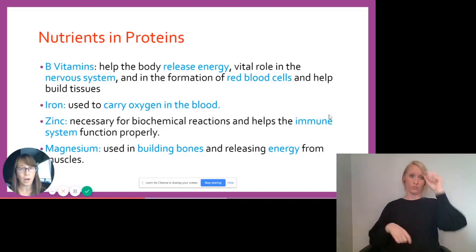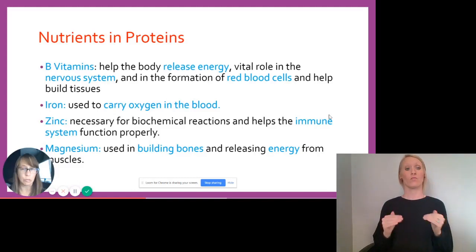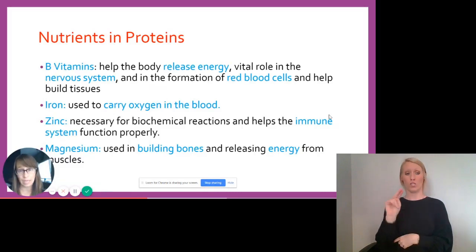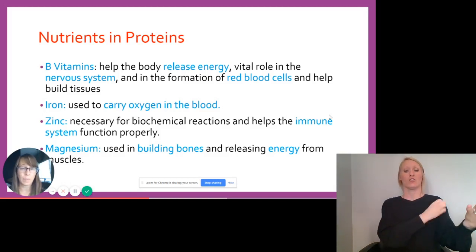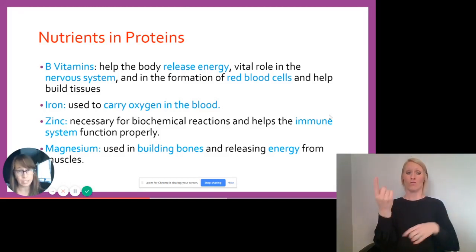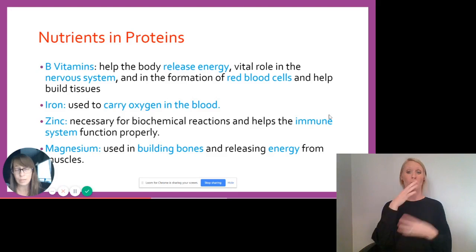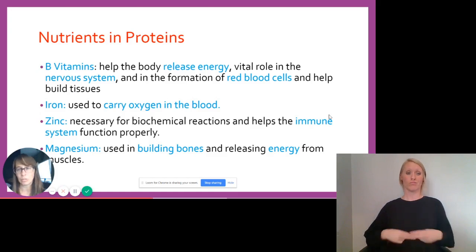So why are proteins so important for our bodies? The nutrients that come in proteins. Proteins are very high in B vitamins. They help the body release energy. It's a vital role in the nervous system and in the formation of red blood cells to help build your body tissues. Remember, as a teen, you're growing. So having B vitamins is really important because it's helping to build all those body tissues that are growing as your body continues to grow.